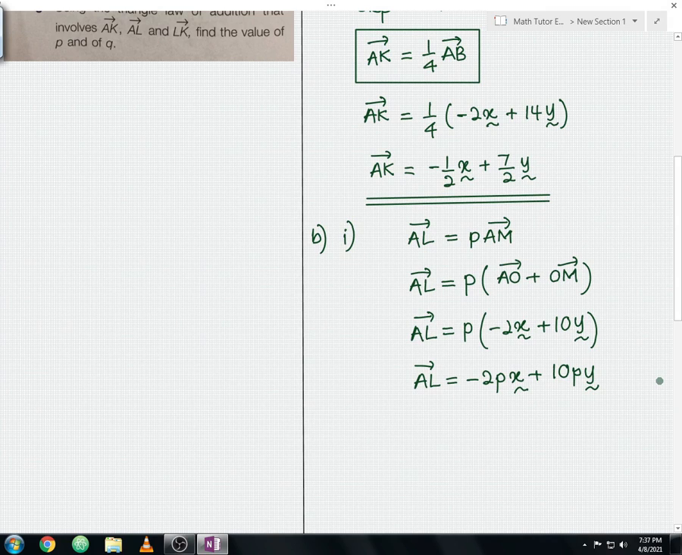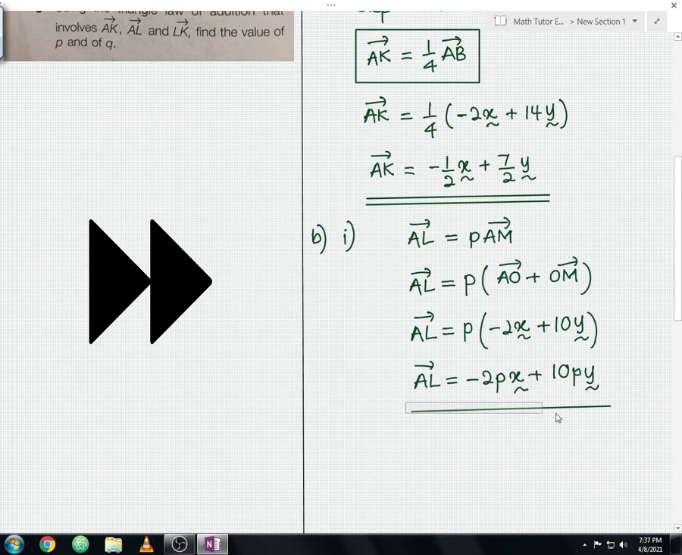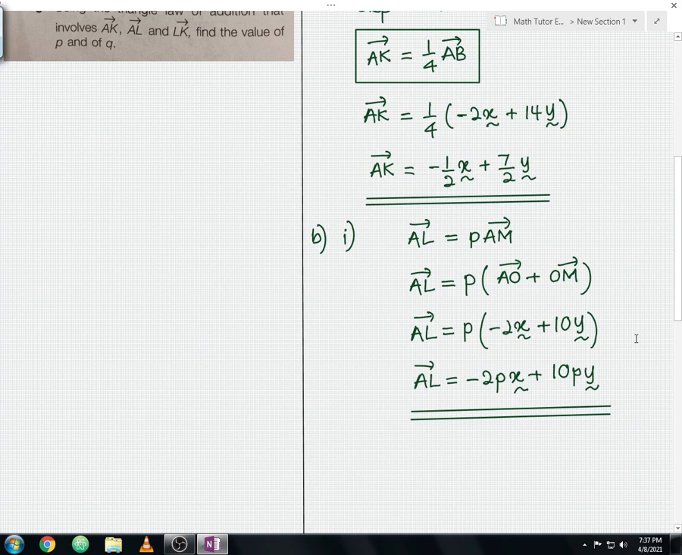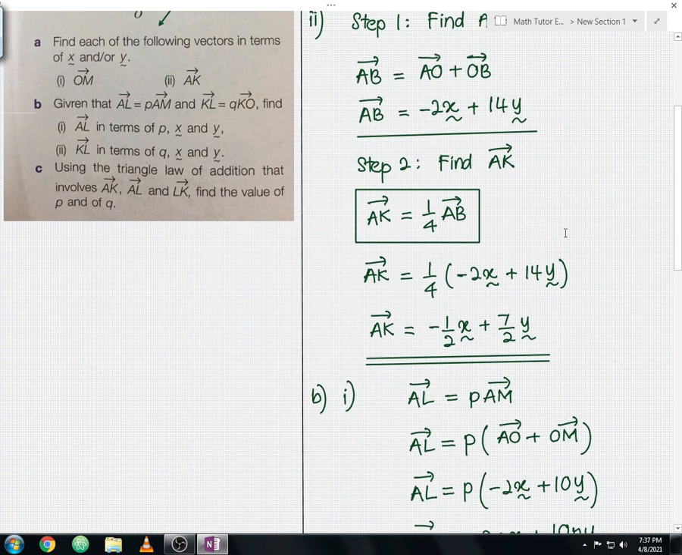Okay, so let me underline the solution for question B part 1. Let us continue our discussion for question B part 2, where we need to find the vector KL in terms of Q, X and Y.